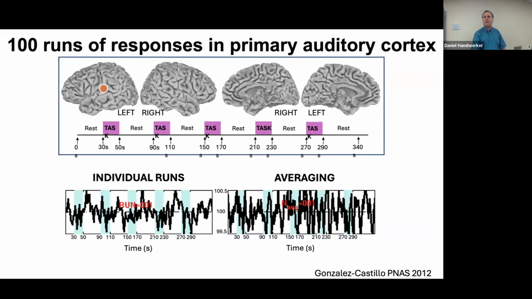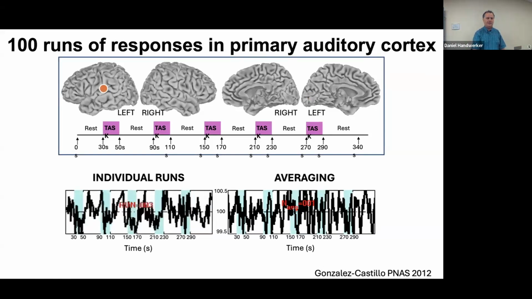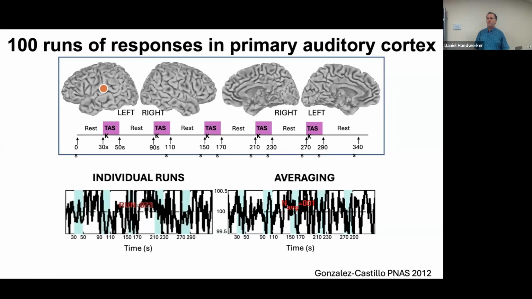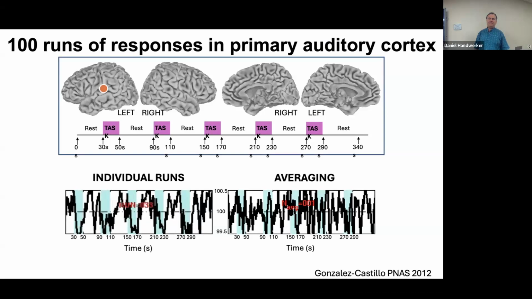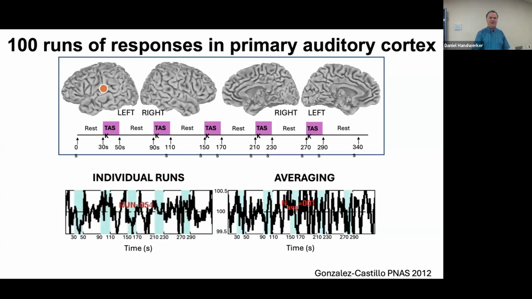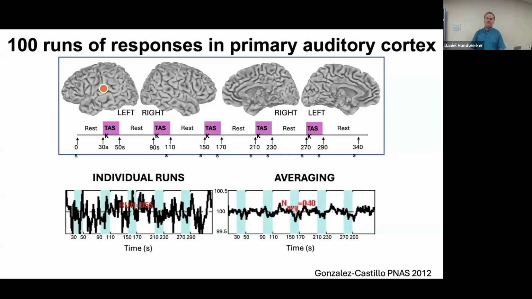This is what happens when I'm looking at a region in primary auditory cortex. If you look at the individual runs and ask, is there a task pattern? If you can see it in those individual runs, that's very special. But if you average across those 100 runs, you can see that there actually is a pattern: when the checkerboard appears, which is the blue lines, the signal actually goes down a little bit. And it's a much lower magnitude and a much higher noise level.